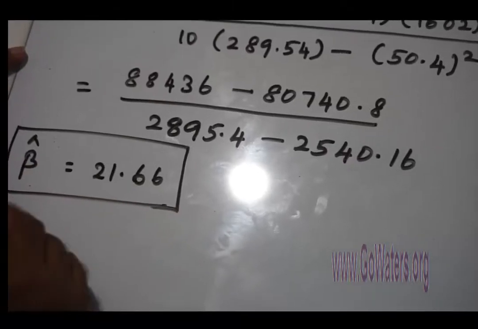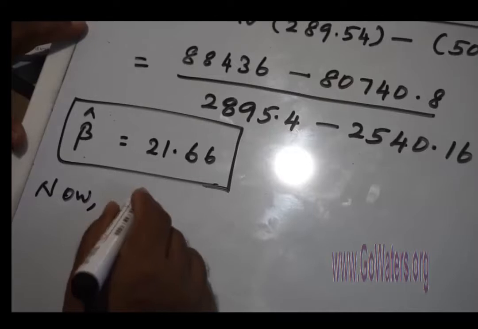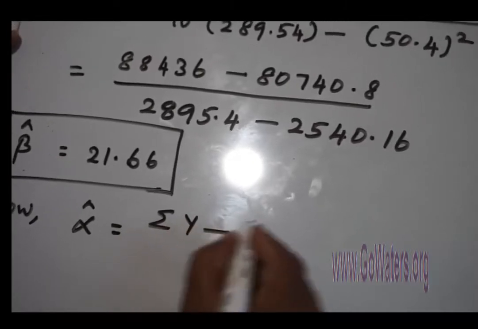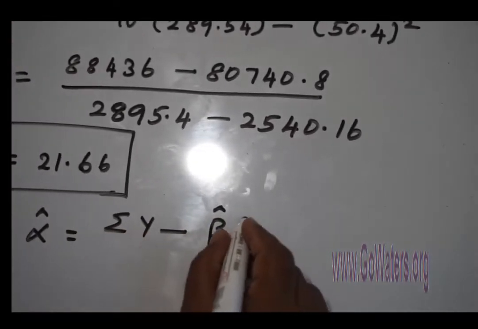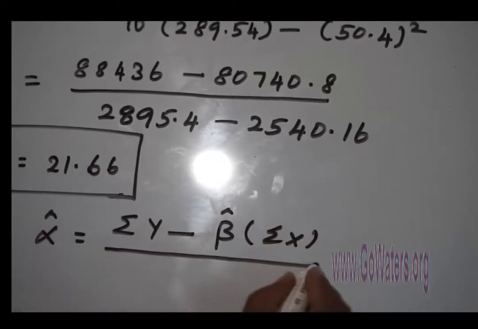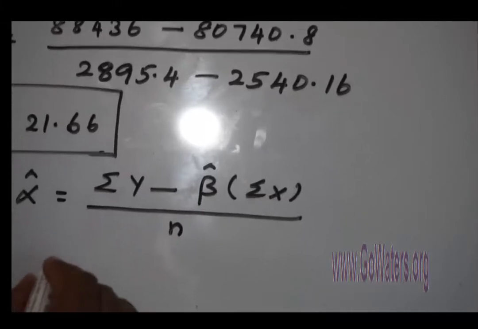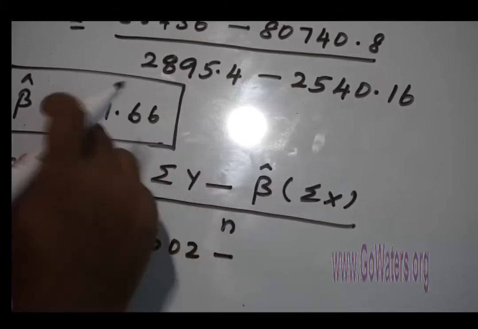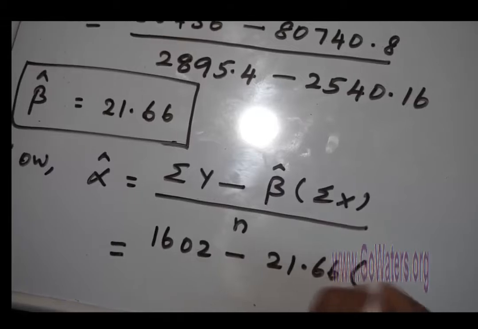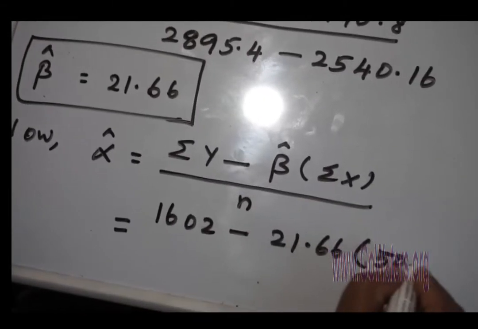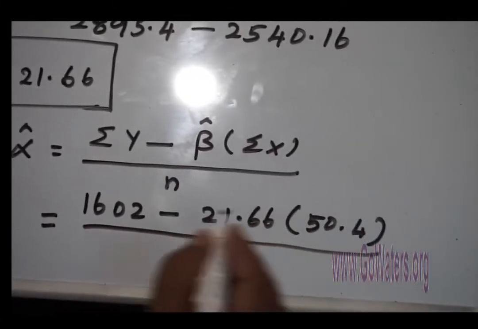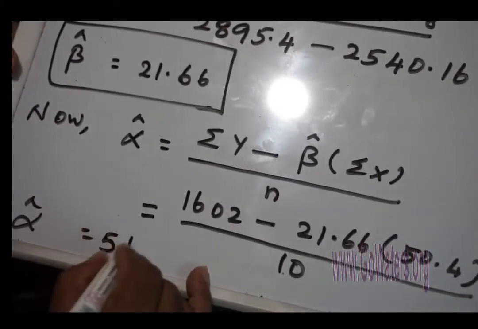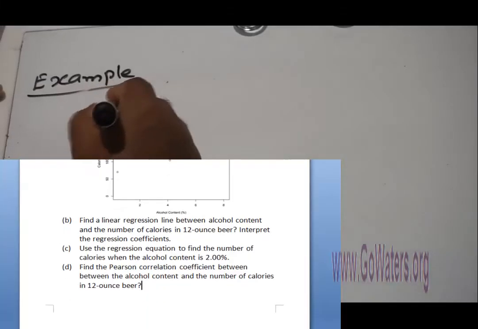So now we need to get alpha hat, which equals sum y minus beta hat into sum x, whole divided by n. So sum y is 1602 minus beta hat, I calculated here 21.66, times summation x, which is 50.4, the whole divided by 10. Okay, so the resulting alpha hat, when you simplify this, is 51.03.